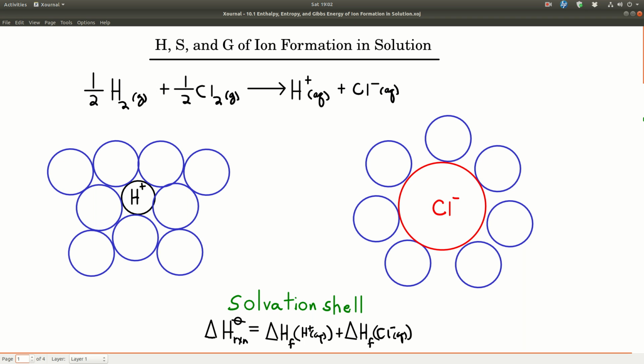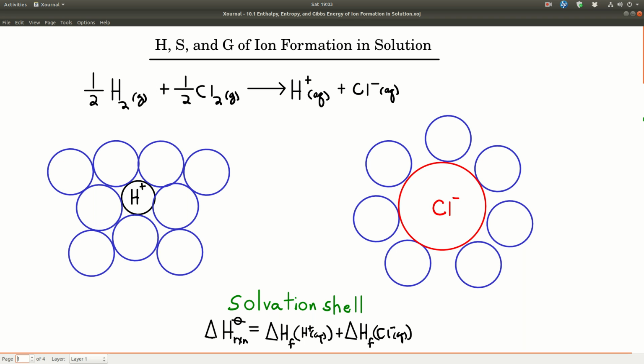Hey guys, so this is section 10.1 where we're talking about the enthalpy, entropy, and Gibbs energy of ion formation in solution, ions. So we'll start by looking at this real simple equation, hydrogen gas and chlorine gas being dissolved in an aqueous solution and forming the hydrogen ion and the chloride ion. This looks really similar to just the dissociation of hydrogen and chlorine that make hydrogen ion and chlorine ion. The difference is that they're aqueous here. That's a huge difference actually.